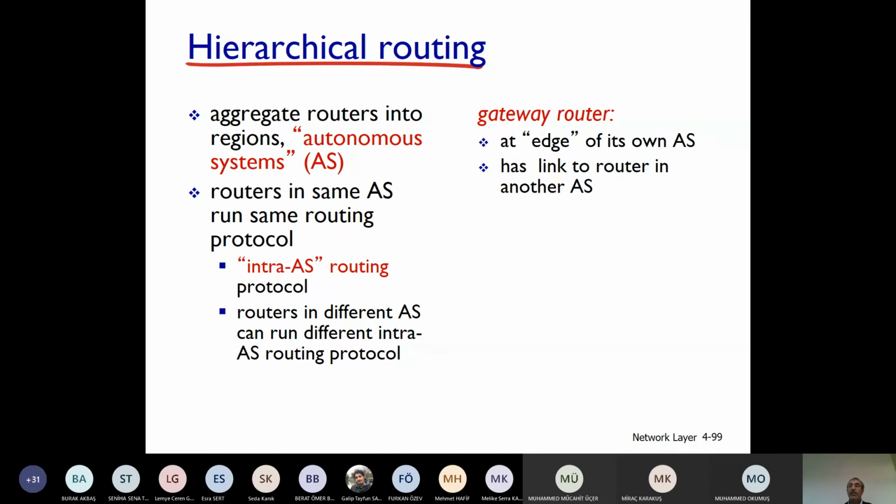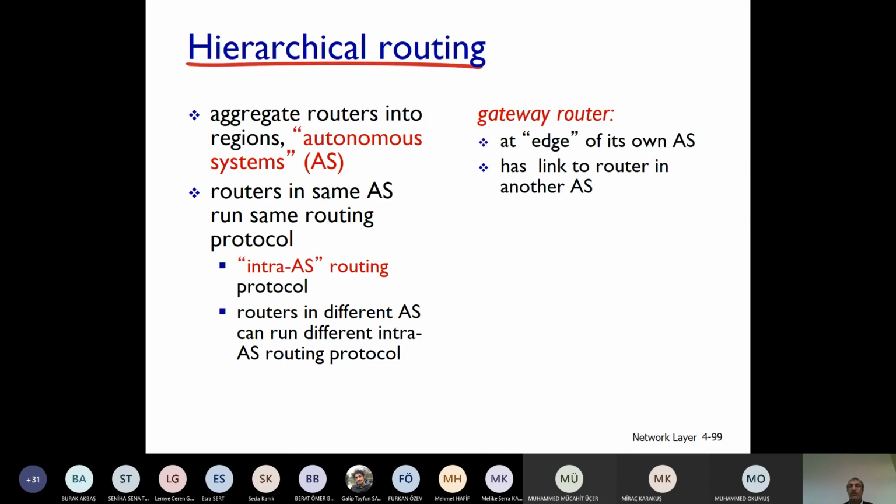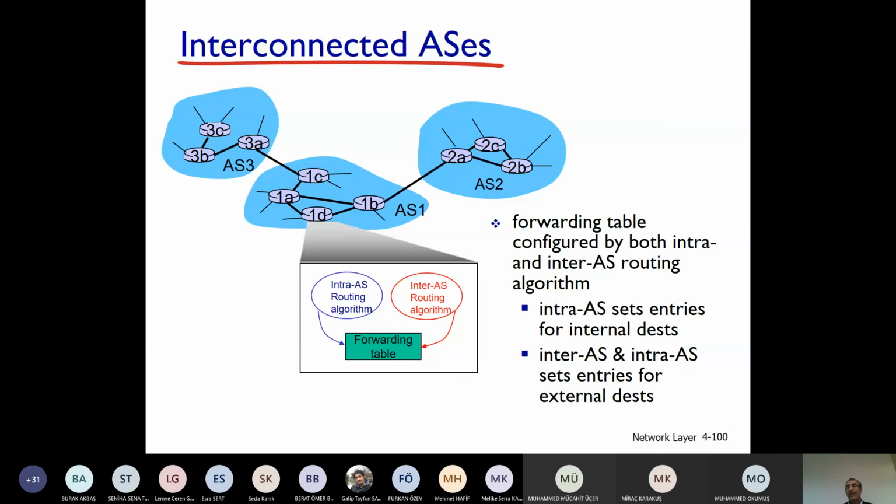And we have the gateway router at the edge of its own AS, which has a link to a router in another AS. So we said we aggregate routers into regions which we call autonomous systems, AS. In this example, we have 3 ASes: AS1, AS2, AS3. This is a group of routers.